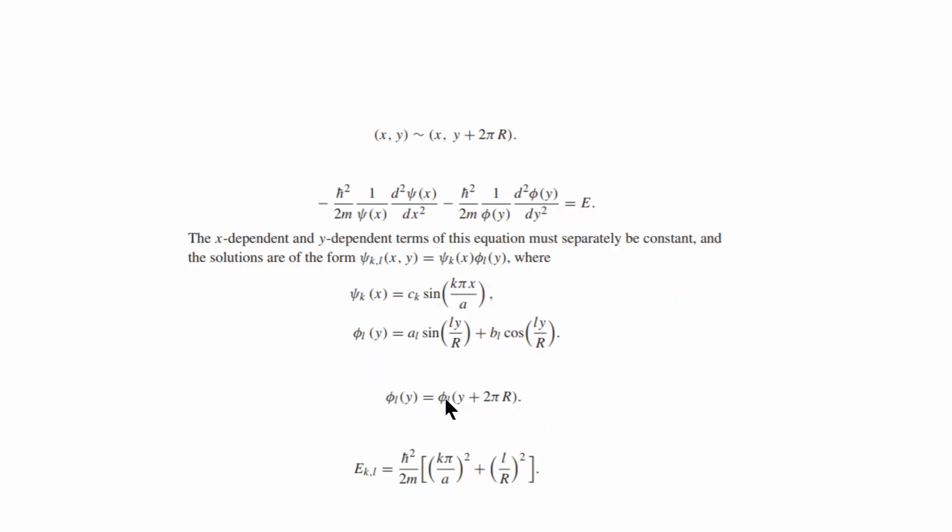However, the y has an identification, it's a compactified dimension. So we have this identification for y, such that y plus 2 pi r will be y again. If you replace the argument by y plus 2 pi r, then you get phi of y again. In that case the energy is now modified. We have an additional term, L by r the whole squared, where L was the separation constant that we introduced.